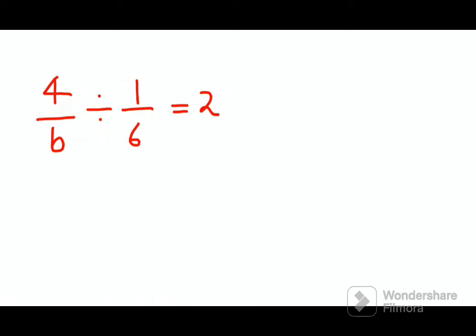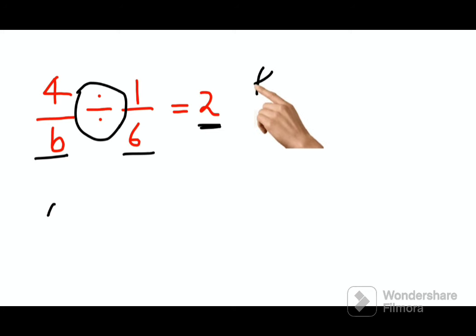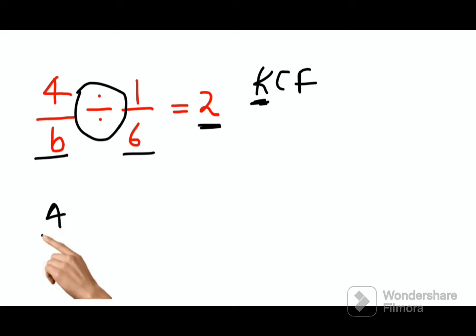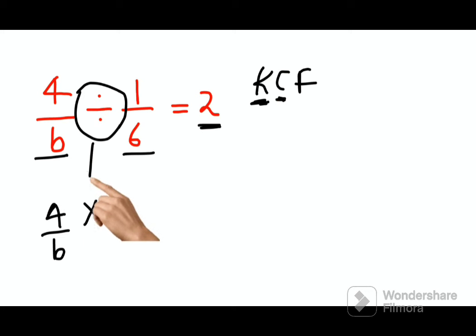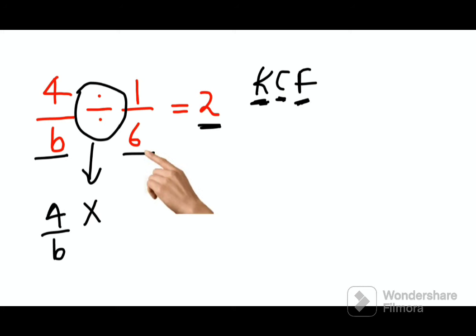Welcome everyone. So today we have a very interesting question, which is: 4 upon b divided by 1 upon 6 equals 2. Now understand, when you have a division sign between two fractions, you will apply the KCF method. K means keeping the first fraction as it is, C stands for changing the sign to the opposite sign, which is division changes to multiplication, and F stands for flipping, meaning you will take the reciprocal of the next fraction, which is 6 upon 1.